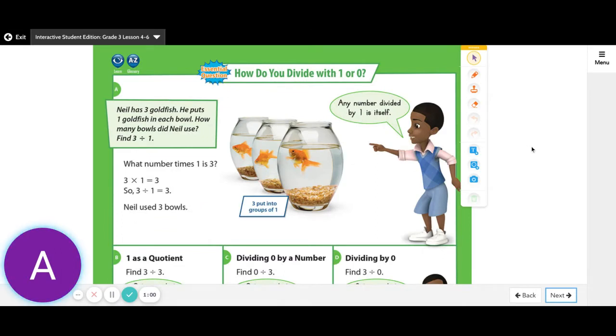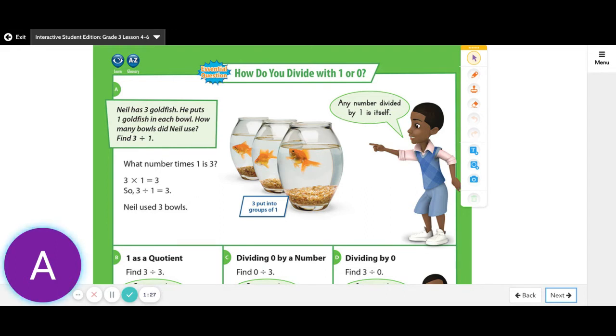Some examples. How do you divide with 0 or with 1? Neil has 3 goldfish. He puts 1 goldfish in each bowl. How many bowls did Neil use? Find 3 divided by 1. So they have 3 fish. They are putting them in 1 bowl each. So there's 3. They're doing 3 put into groups of 1. So 3 divided by 1 is 3.